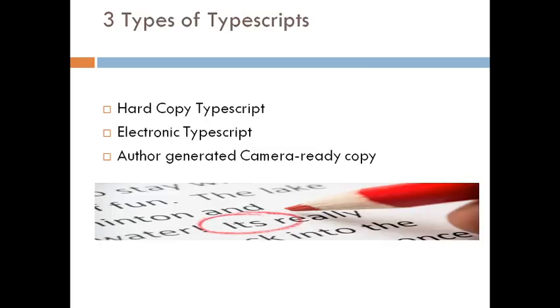And in this lecture, we are mainly dealing with three types of typescripts. One is the hard copy typescript, the second is the electronic typescript, and the third is the author generated camera ready copy. So these are the three types of typescripts.